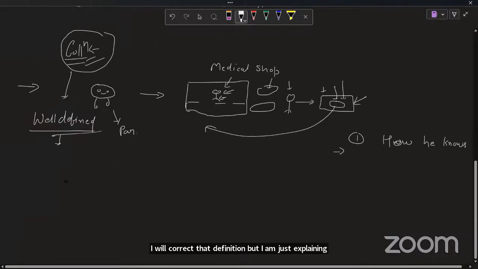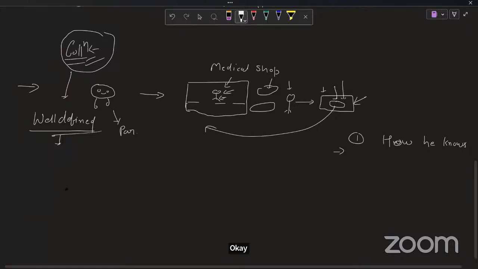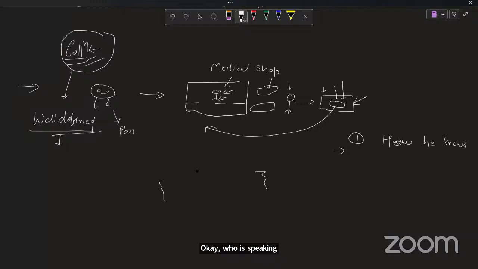Now, suppose I ask someone in this class, please let me know your favorite cricketers. Kohli, Dhoni. One by one. Who is speaking? Tell me your name. Chirag, sir. Chirag is saying Kohli, Dhoni.